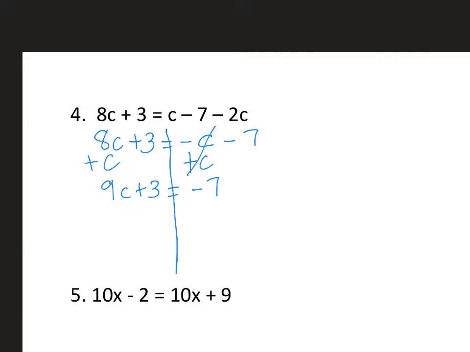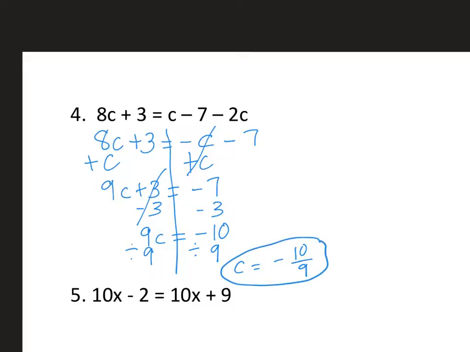My variable is on the left-hand side, and my constant is with it. My constant is 3, so I'm going to get rid of 3 by subtracting it. And when I do that, these cancel out. I have 9c on the left-hand side. Negative 7 minus 3 is going to give me negative 10. And now I need to divide by 9. So when I divide by 9, I am going to get c equals negative 10 over 9. And I cannot simplify anymore, and we want to leave it as an improper fraction. So this is your answer.